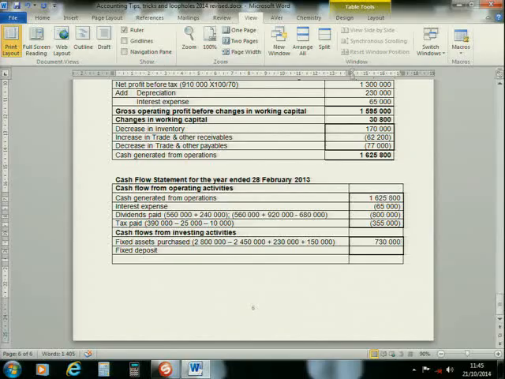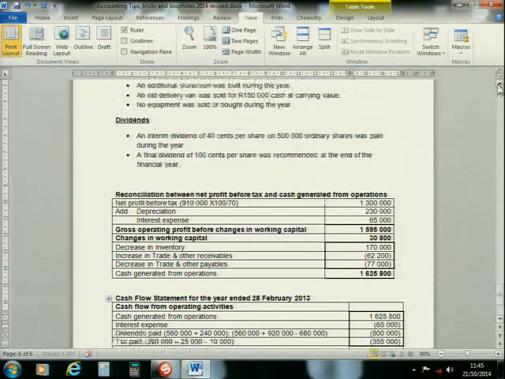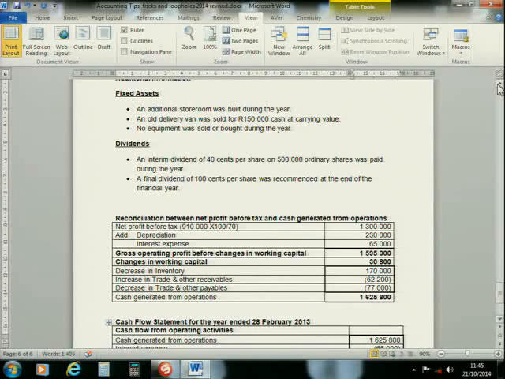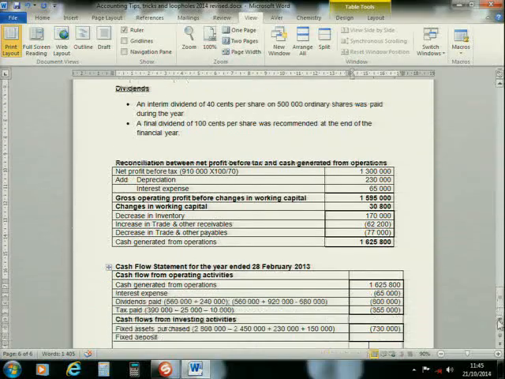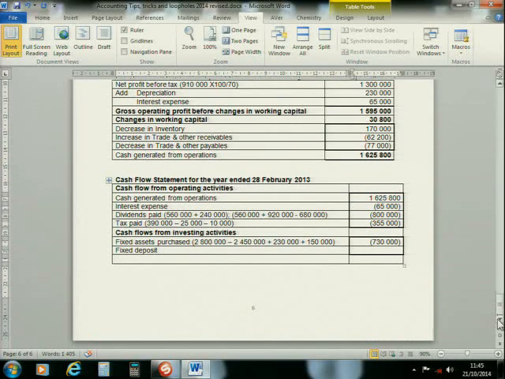Or rather, that would be the cost of an additional storeroom built if you look at your additional information. So this is an outflow of cash. The impact is negative on cash. Remember, there's an indication there that an additional storeroom was built in the year. For how much? This is what we're trying to determine. That was built for 730,000.